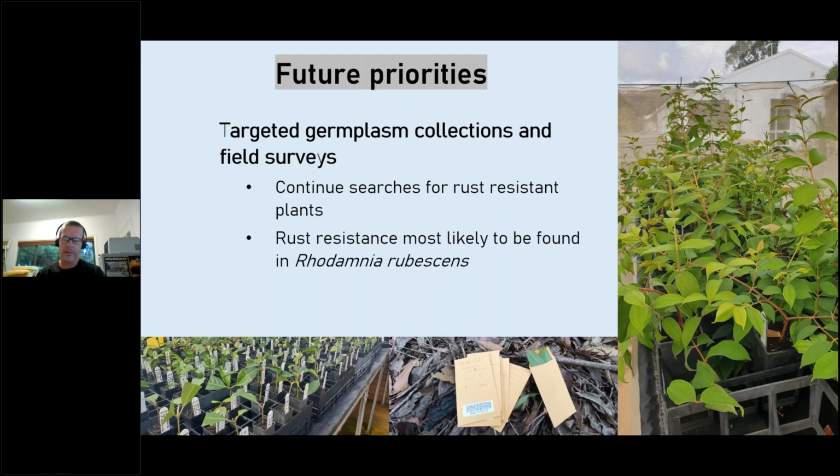So our future priorities for these two species, while we're not doing any widespread germplasm collection anymore, we're still looking for rust-resistant plants. We know with Rhodomyrtus rubescens that they're likely to be out there. We've found them before. For Rhodomyrtus psidioides, it's really uncertain, but you know, just looking in places we haven't already looked and just trying to have a bit more of a complete survey for that species, just to see if there are any sites or individuals that are coping with myrtle rust better.